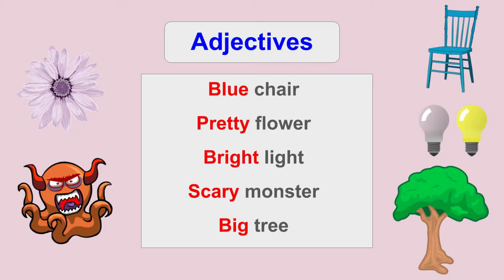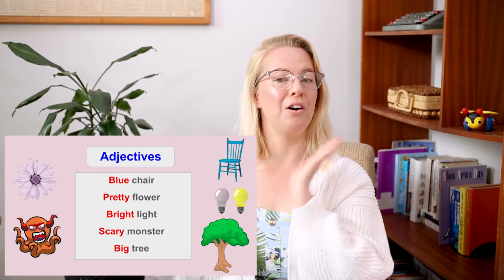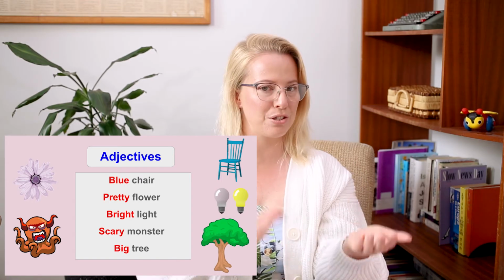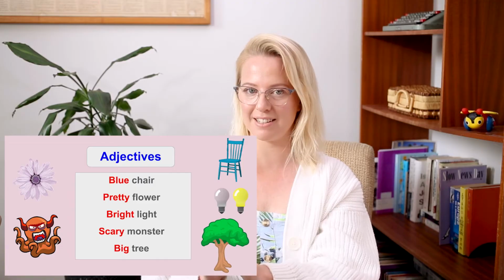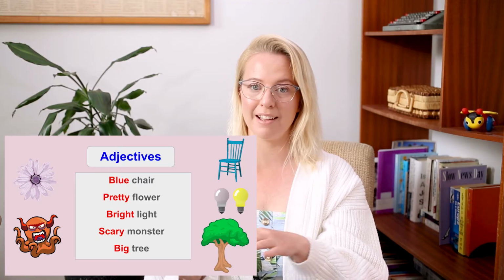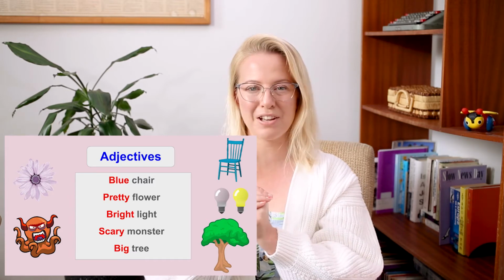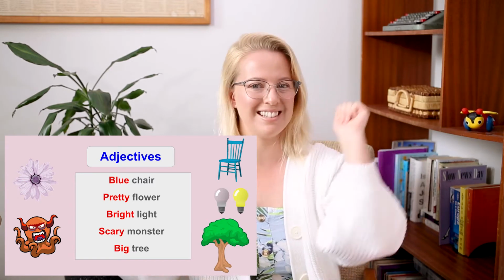So let's take a look at some examples of some adjectives. Let's see if you can spot them. So we have a blue chair, a pretty flower, a bright light, a scary monster, and a big tree. All right, so you can see in these examples, I've put the adjectives or the describing words in the color red. So these words are describing the noun or the person, place, or thing. So that's what we're going to be including in our super sentences today.